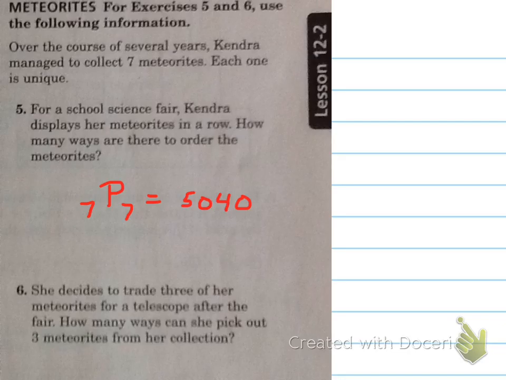Because she's going to pick 3 meteorites, put them in a box, and send them away. Does it matter if she picks white, red, black, or red, black, white, and put them in a box? That's what she's trying to find out. She's going to trade away 3 meteorites. She's going to give 3 away. Does it matter what order she picks those 3 and sends them off? It really doesn't. So I would call that a combination, which would be 35.